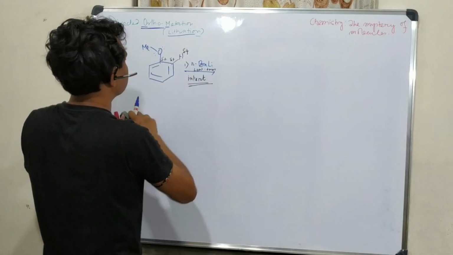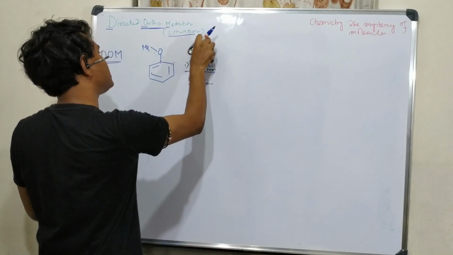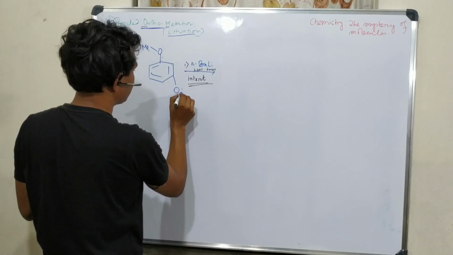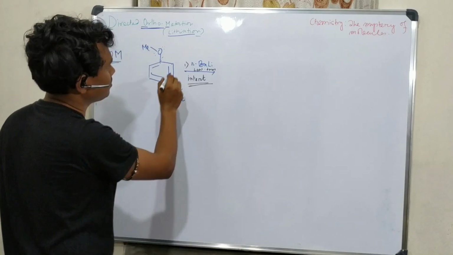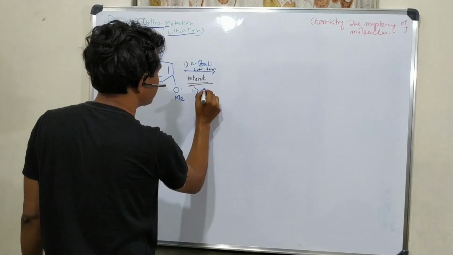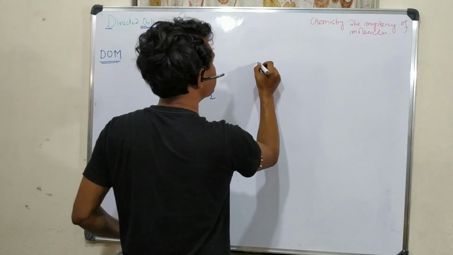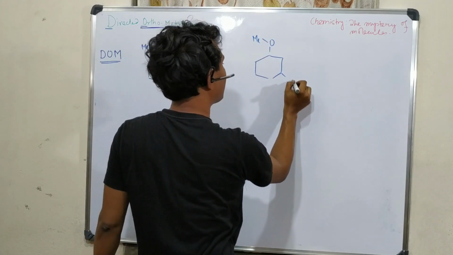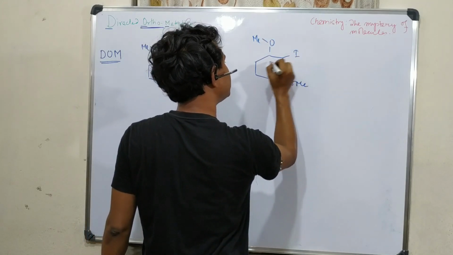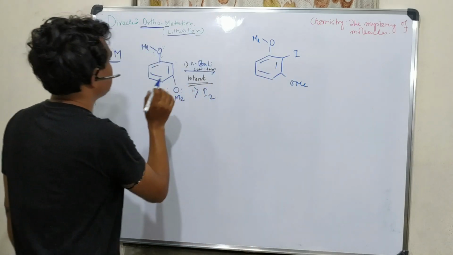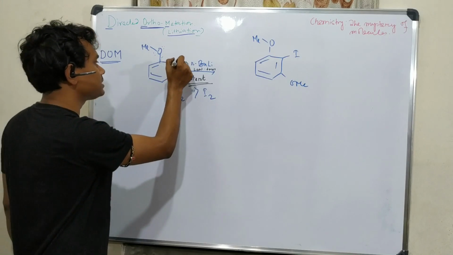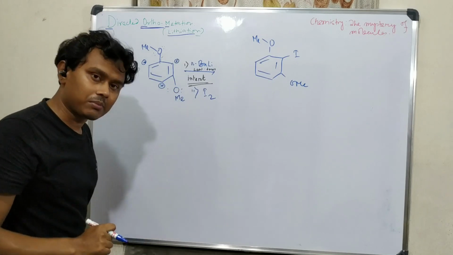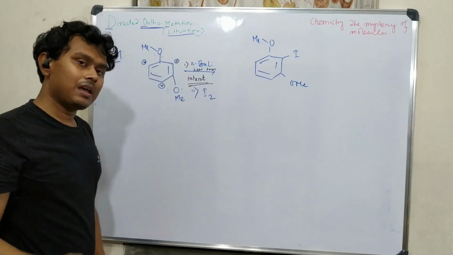Instead of this single substitution, let's take a disubstitution, for example, with OMe groups. If you do this n-butyl lithium reaction, followed by reaction with iodine, what will be produced? OMe and iodine here. How? There are two chances. For example, this center reaction can happen, and this or this, both are the same. This center could happen. But why is this reaction happening here?